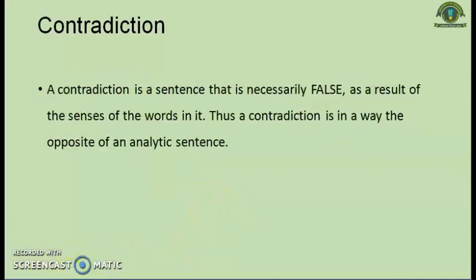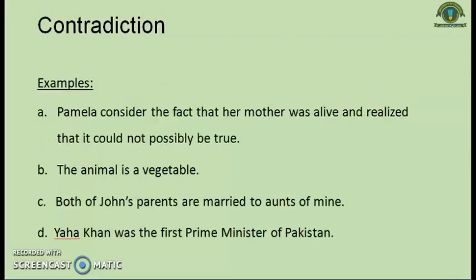So what we have identified here is that a contradiction is a sentence that is necessarily false as a result of the senses of the words in it. Thus a contradiction is in a way the opposite of an analytical sentence. It means that if one sentence is false, the other must be true, or if one is true, the other must be false. A few examples are given here, so we will analyze them one by one.